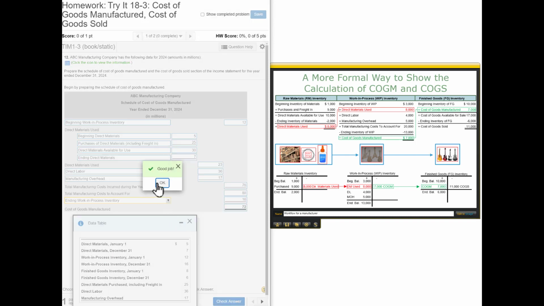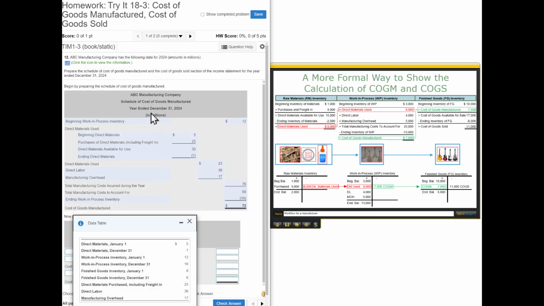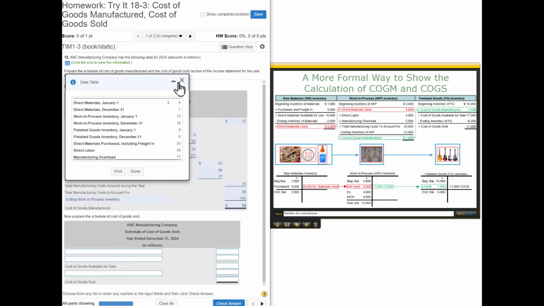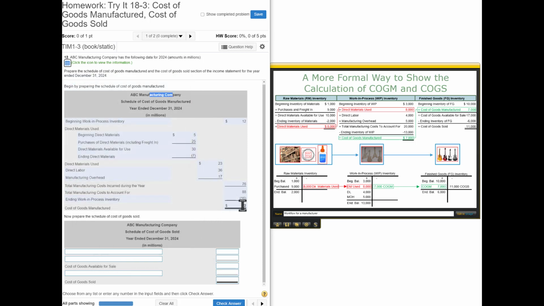We can check our answer. So we made some mystery products. Remember, this is just called ABC manufacturing. We don't know what we make. Let me close this for now. And our cost of goods manufactured is 72 million. So of all the products that we made this year and were transferred out, I should say the cost of the products finished and transferred out of work in process is 72 million. So that's the cost of our goods manufactured. So that's what the equivalent of this is.